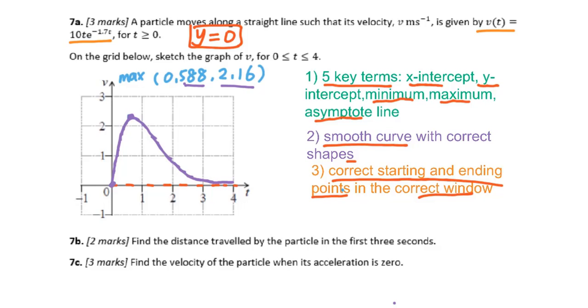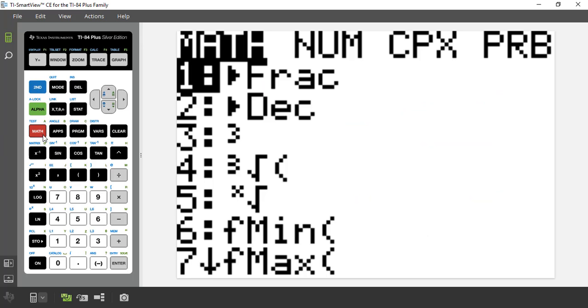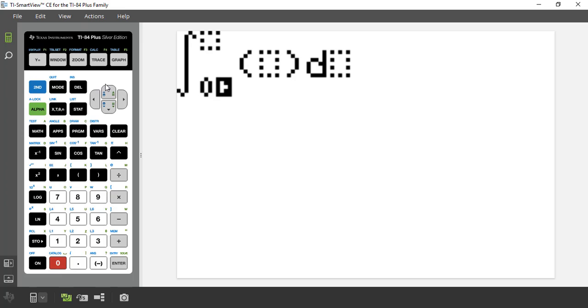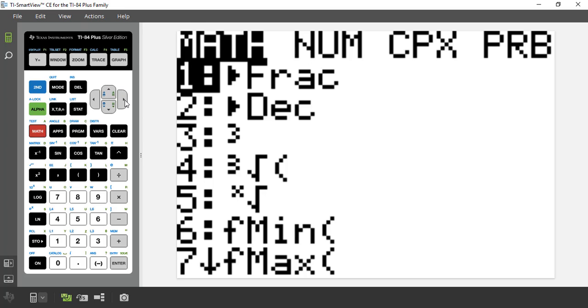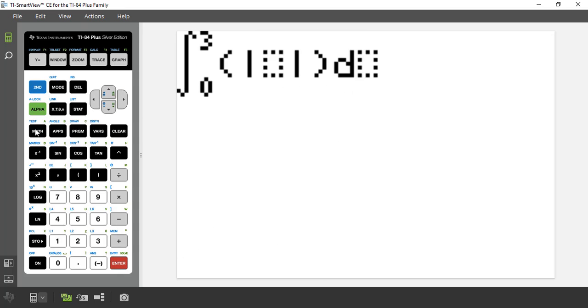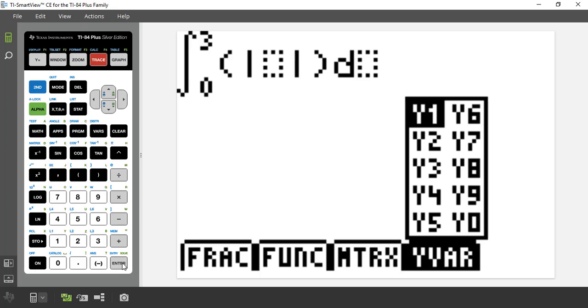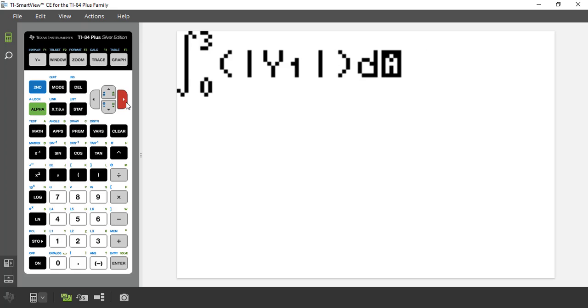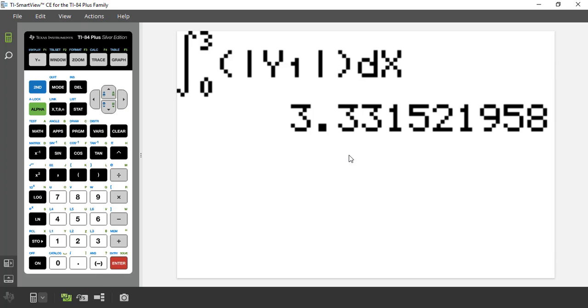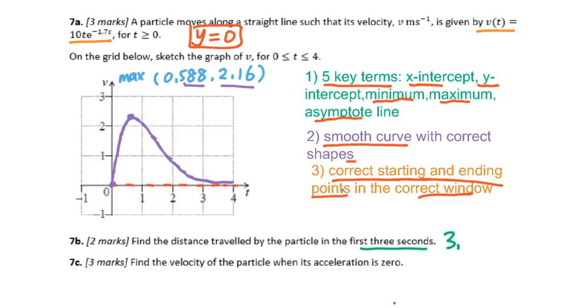For 7b, find the distance traveled by the particle in the first 3 seconds. I will show you in the graphing calculator. Okay, so we go to Math 9 from 0 to 3. Since we are looking for distance, don't forget absolute value. Alpha trace, find y1. Then go here, dx. Enter. Your answer will be 3.33.